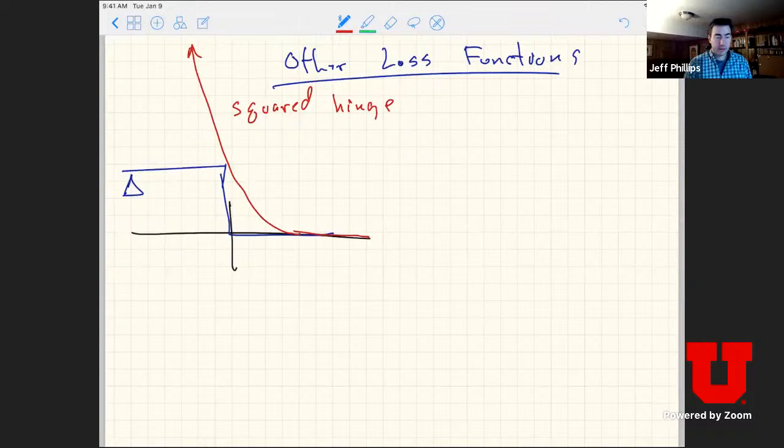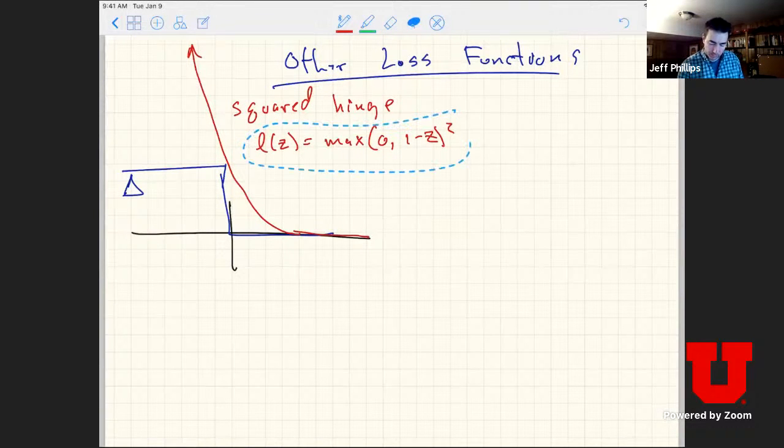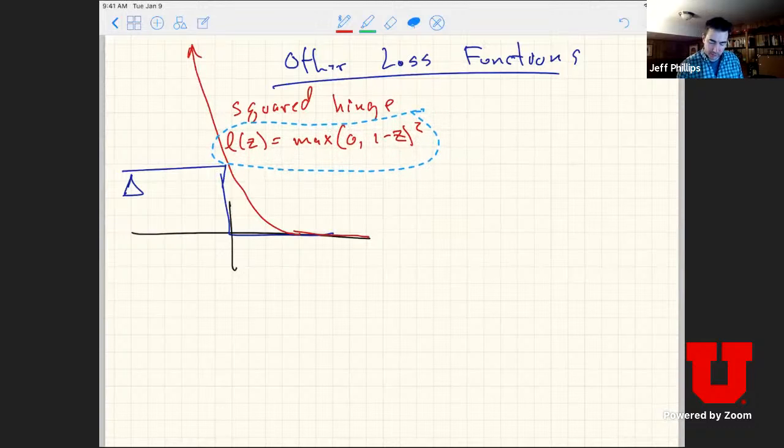The squared hinge loss is L of z equal to max of 0, 1 minus z, squared. Okay, so this is pretty similar, but I squared it instead. I'm doing a squared penalty.